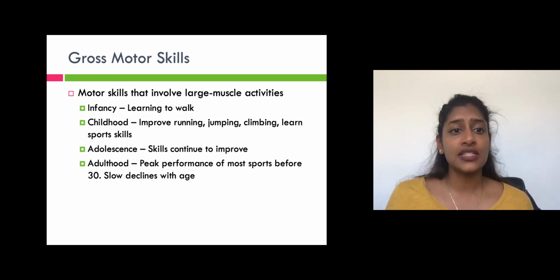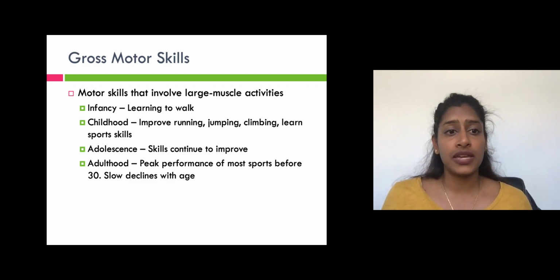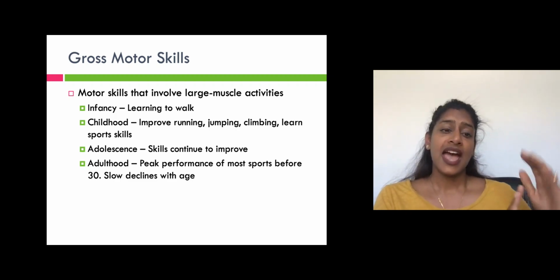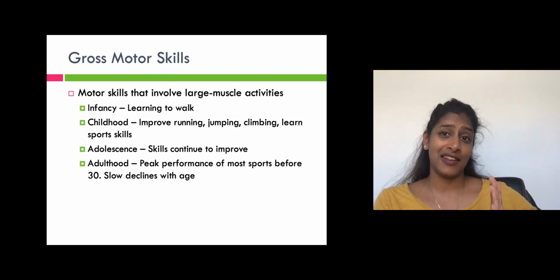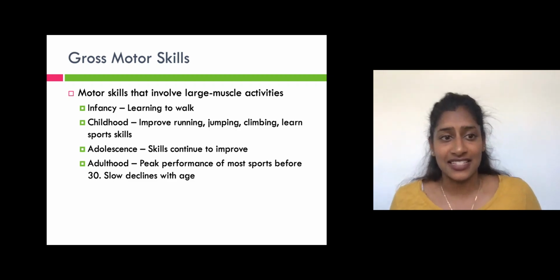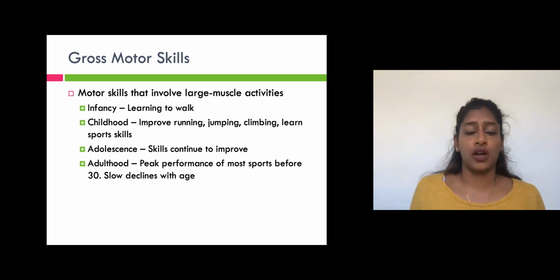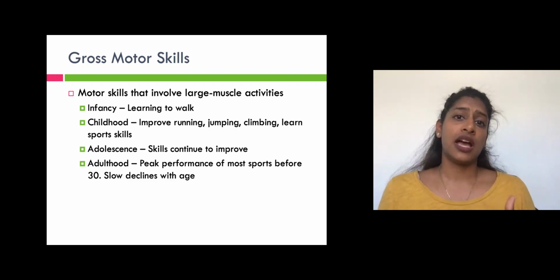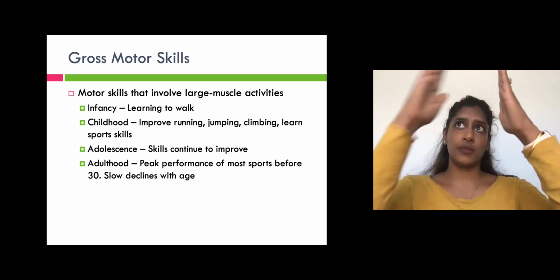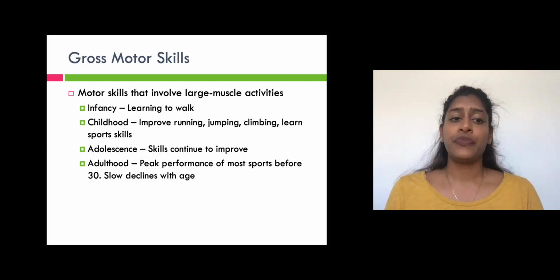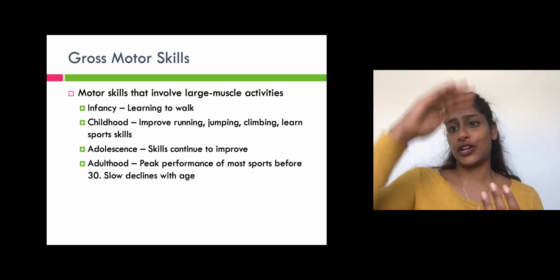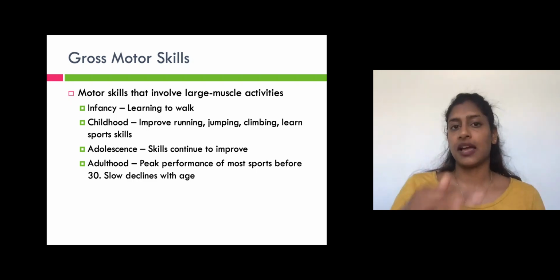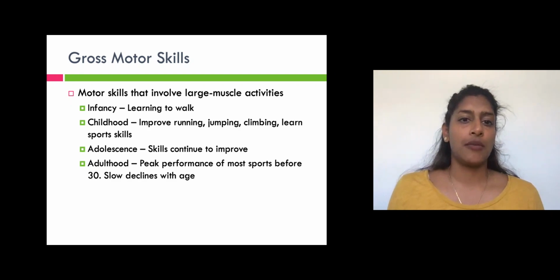In adolescence, we're seeing further improvement. In adulthood, we see a lot of peak performance happening in late adolescence into the beginning of emerging adulthood. Our peak performance is very typically sometime in late adolescence and emerging adulthood, and then we start to see a decline later. After we get to about 30, we'll start to begin the decline in our motor skills.